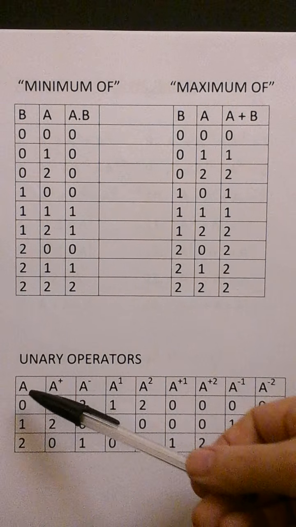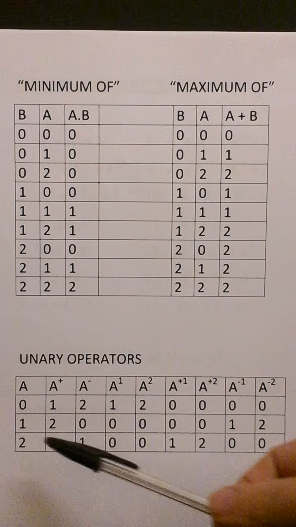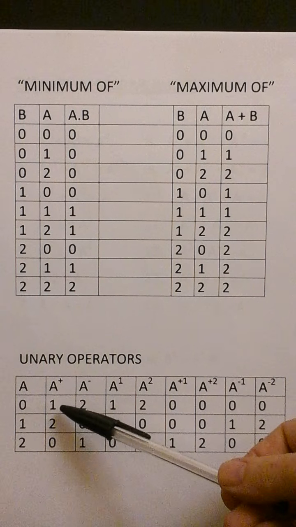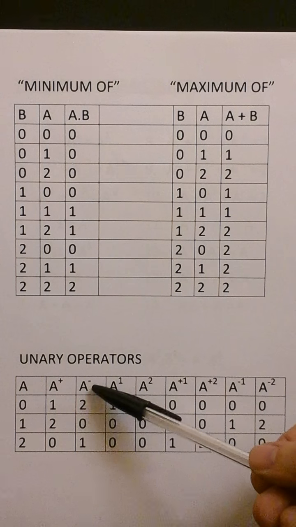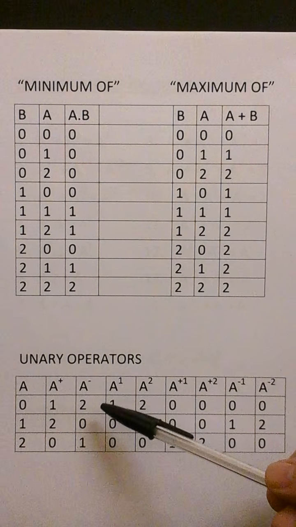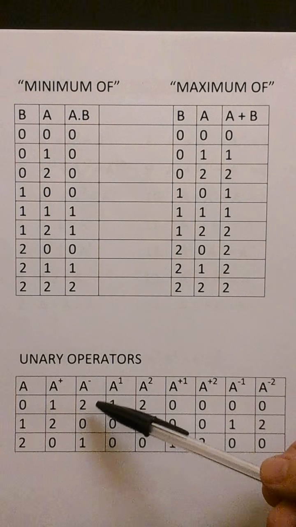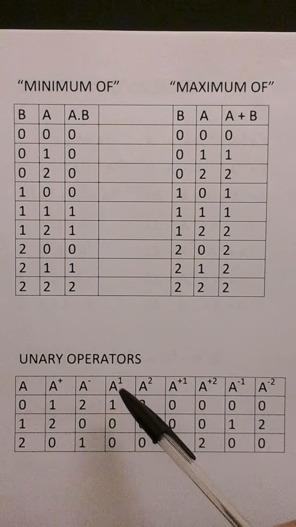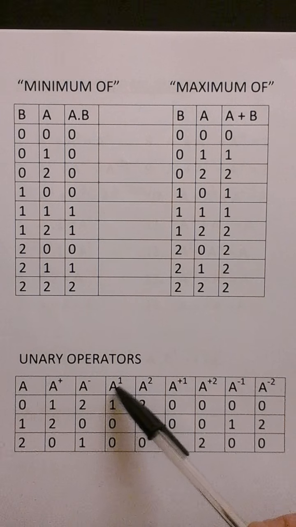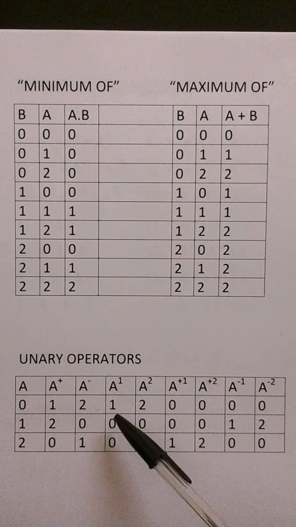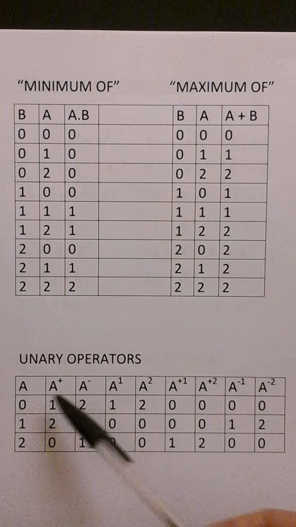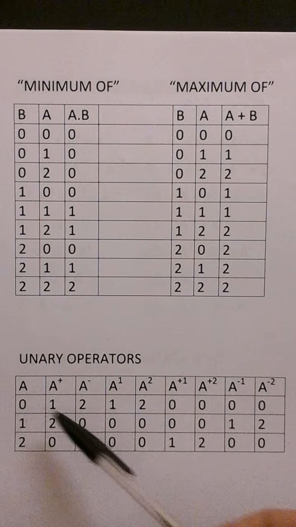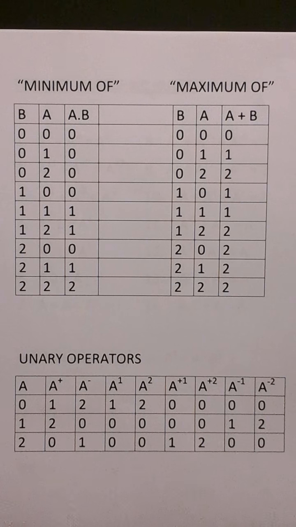Unary operators, there's A, 0, 1, 2. A plus adds 1 to A modulo 3, so 1, 2, 0. A minus takes 1 away from A modulo 3, so 2, 0, 1. These are two valid unary operators, A1 and A2. A1 is a 1 if A is a 0 and 0 otherwise. A2 is a 2 if A is 0 and 0 otherwise.